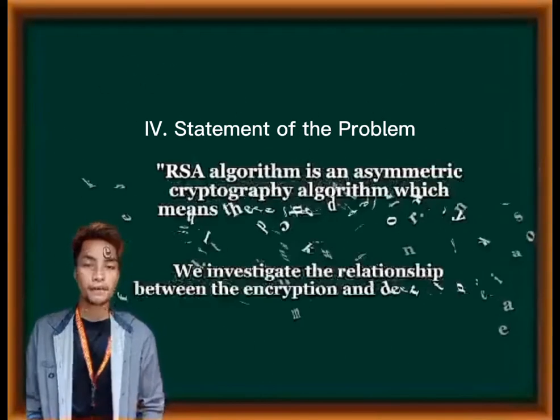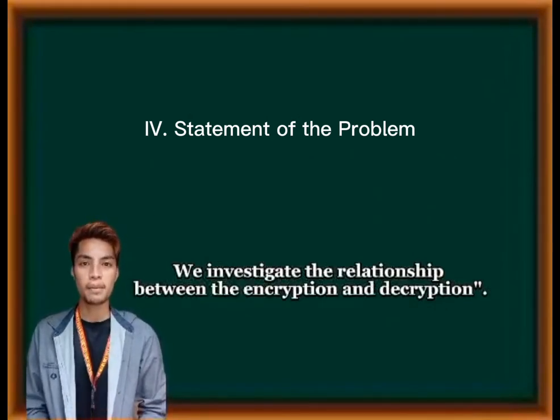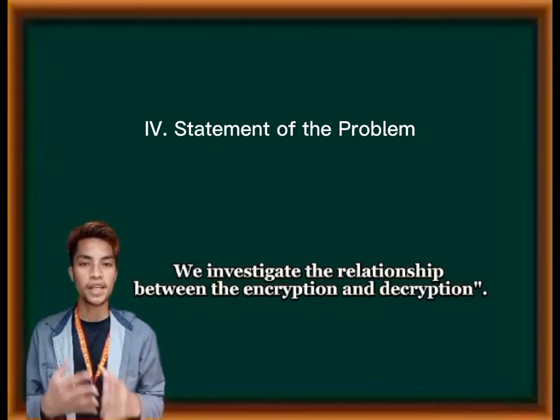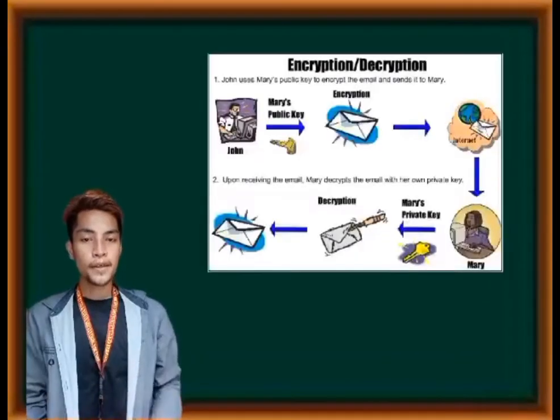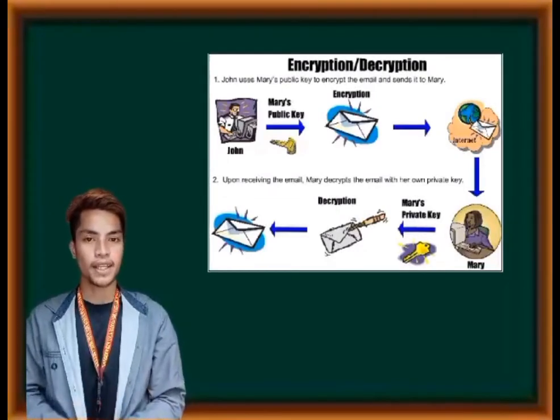So for our statement of the problem, the RSA algorithm is an asymmetric cryptography algorithm, which means there should be two keys, the public key and the private key, for keeping digital communication safe. We investigate the relationship between the encryptions and decryptions. So in these pictures, I'm going to explain more about the relationship between the encryption and the decryption.